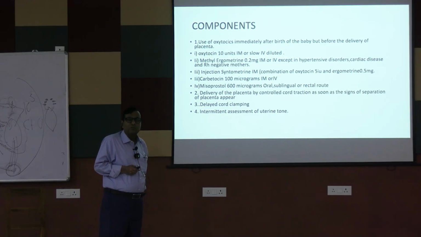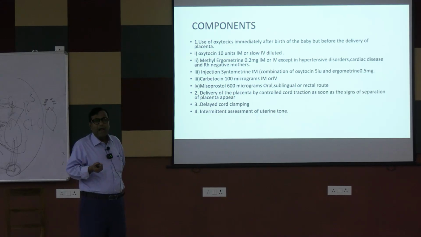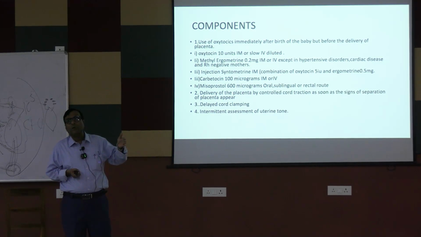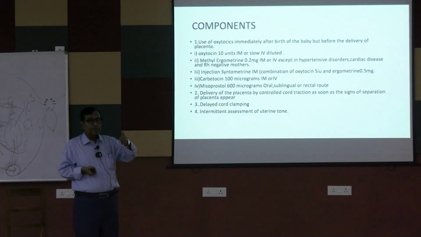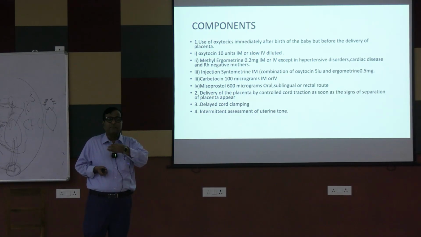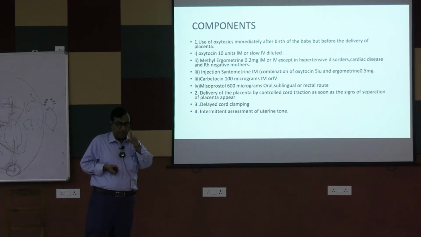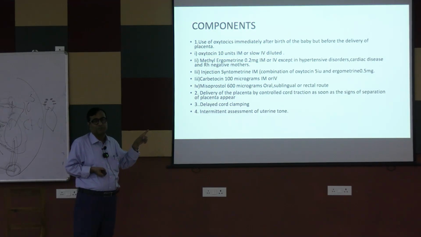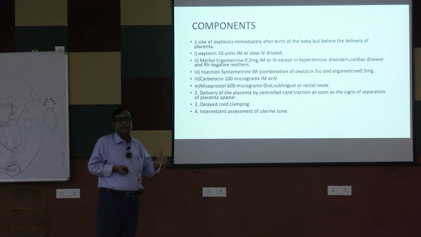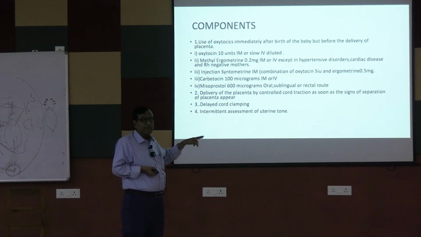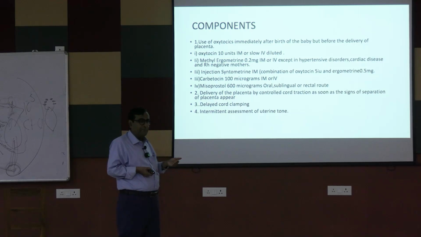Oxytocin is most commonly used because it is easily available, it is cheap, and its only disadvantage is that to preserve oxytocin, you have to maintain the cold chain. If you keep oxytocin outside the fridge, its efficacy is reduced to 30%. This is the only difficulty with oxytocin. It should always be kept in the fridge. If there is a break in the cold chain, its effectivity is lost. So oxytocin 10 units, either give it IM or slowly IV.